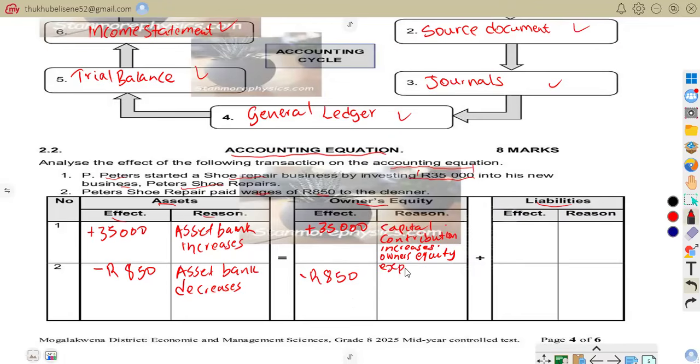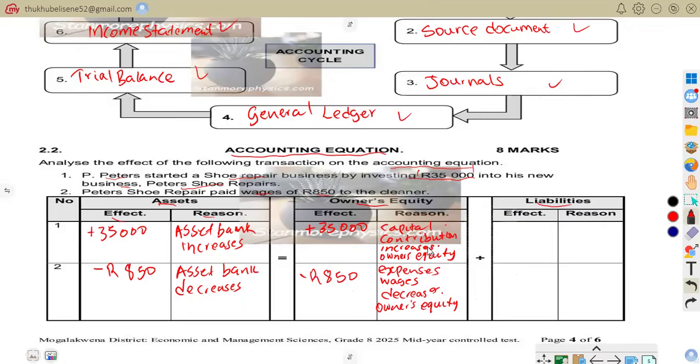Let's write it. We are saying expenses, which is wages, decreases owner's equity. So that is that. We don't have any effect on liabilities. So that is how we were expected to answer a 2.2 question.